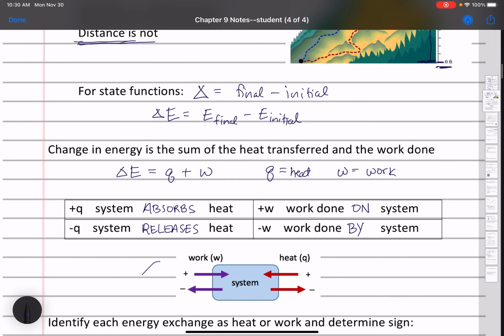This little diagram here is really a helpful visual mnemonic to remember this. Any heat or work that goes into the system has a positive sign, and any heat or work that goes out of the system has a negative sign.